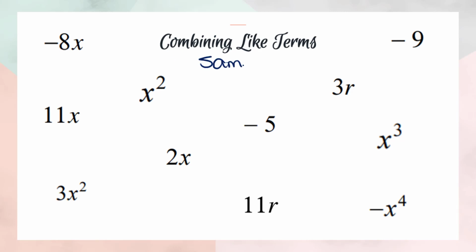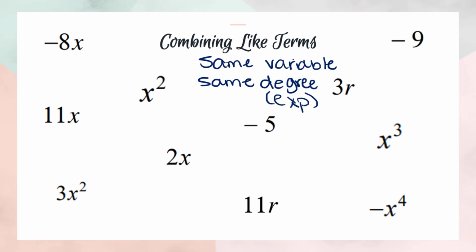So same variable and the same degree. So variable is like the letter, right? And degree is if it has an exponent. So we can put exponent with that if you're confused at what degree means. So same variable, same exponent. So let's try to circle these and see what we got.